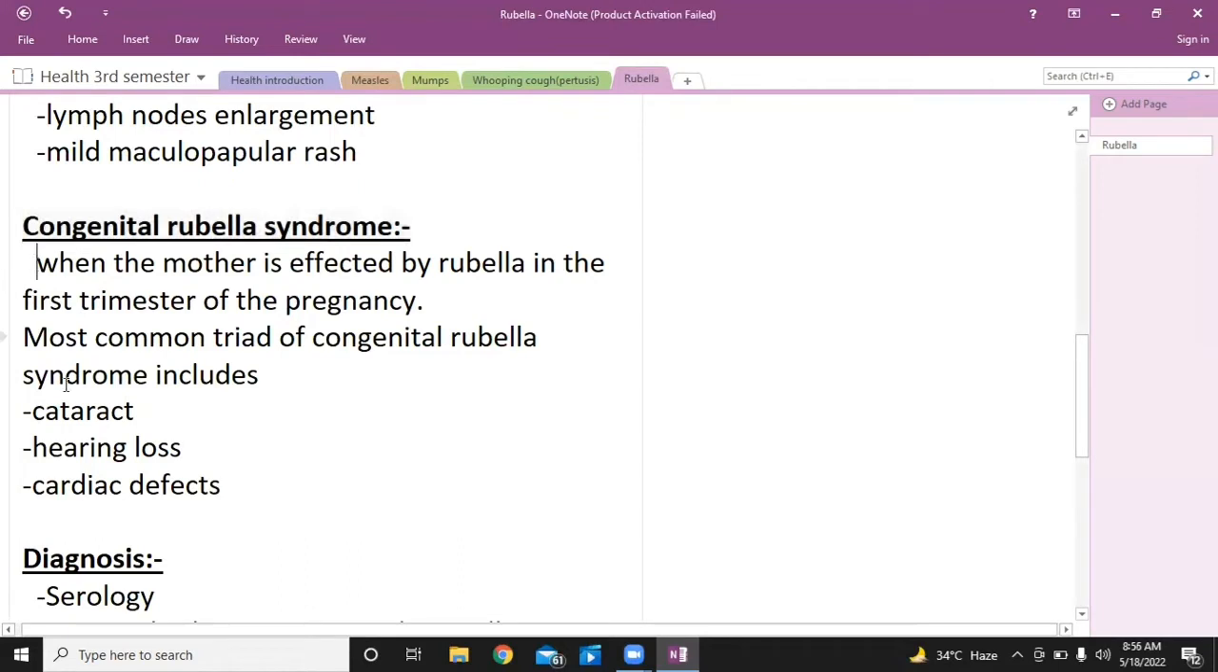Okay, now what is the most common triad of congenital rubella syndrome? It means, what are the most common things found in babies with congenital rubella syndrome.